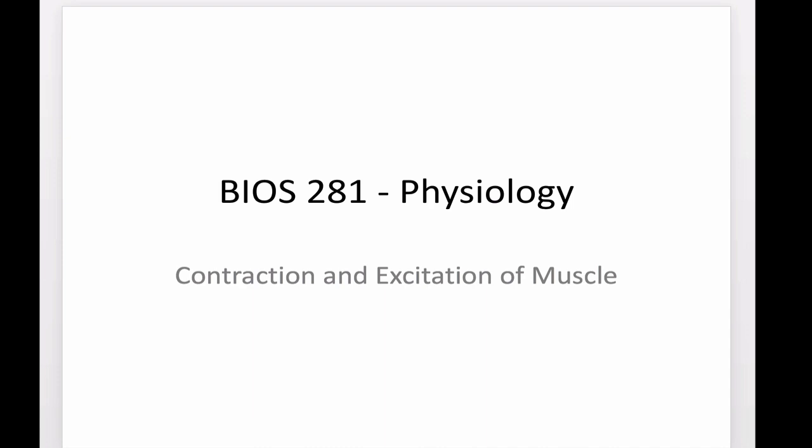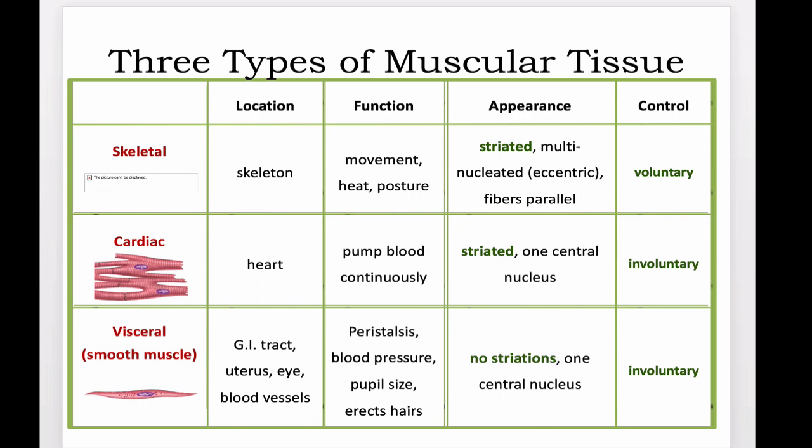This lecture is on contraction and excitation of muscle. We're going to look at a few different muscle types today: skeletal, cardiac, and visceral, sometimes also called smooth muscle. Ironically, the picture of skeletal here says "cannot be displayed," but trust me, we're going to look at a lot of skeletal muscle pictures. Skeletal muscle, which is the focus of this lecture, is attached to the skeleton.